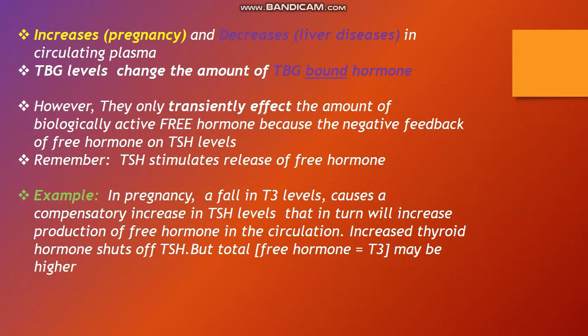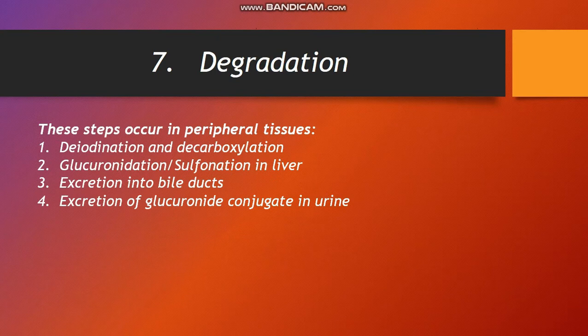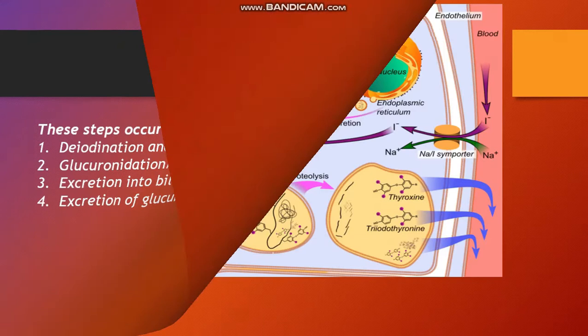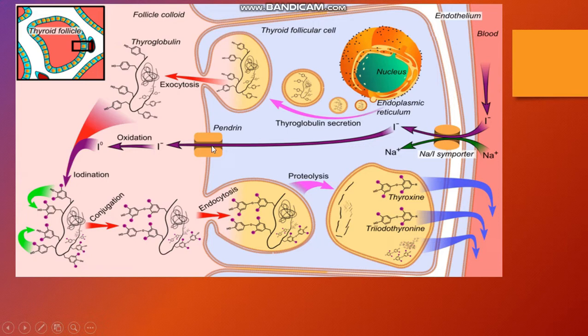Degradation, let's see. These steps occur in peripheral tissues: deiodination and decarboxylation, glucuronidation and sulfonation in the liver, excretion into bile ducts, and excretion of the glucuronide conjugate in the urine. You're looking here, I just revised this for you. This is the peripheral, these are follicle cells, and this is how it happens.